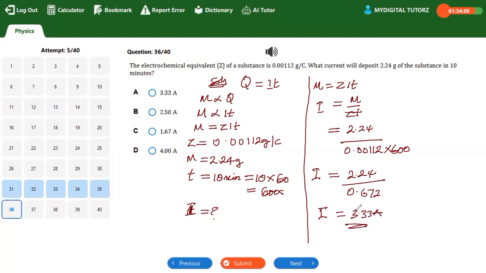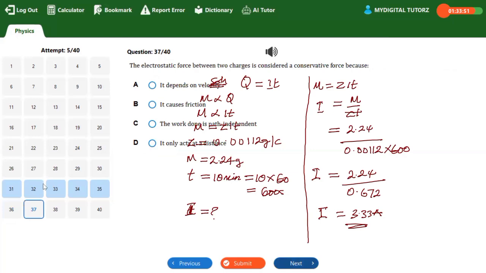Please, I want you to go along with me. If I ask you to divide, you divide and confirm the answer is correct. If it's not correct, please let me know in the comment section. So that is about question 36. We'll move to question 37.